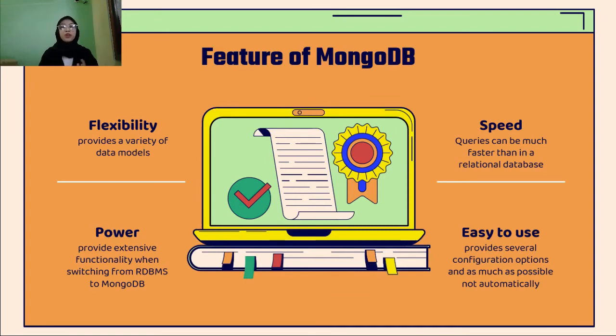Okay, we go to the features of MongoDB. First is flexibility. It provides a variety of data models. The second is power. It provides extensive functionality when switching from RDBMS to MongoDB. And then speed. Queries can be much faster than in a relational database. And the last is ease of use. It provides several configuration options and, as much as possible, is not automatic.